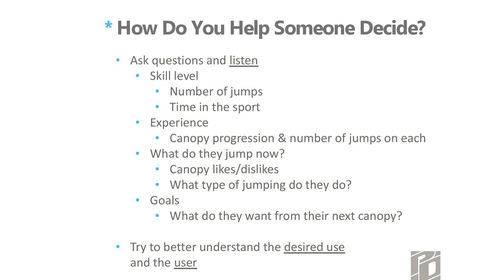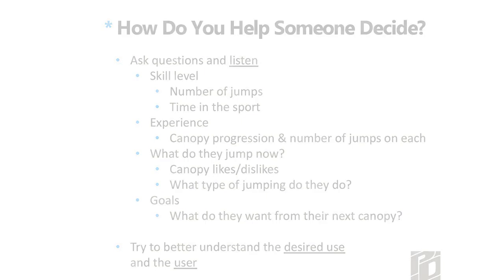This is a lot of the information that we use when someone calls us to ask for a demo canopy, or we have tours that are out around the United States and around Europe who go out and talk to people about what they want, what kind of parachutes they're jumping, what they're looking for. So one of the first things that we'll do in having a conversation with them is get to know who they are, what they're doing, what they want and what they don't want. So, obviously getting a good idea of the skill level, the number of jumps a person has, their time in the sport is important.